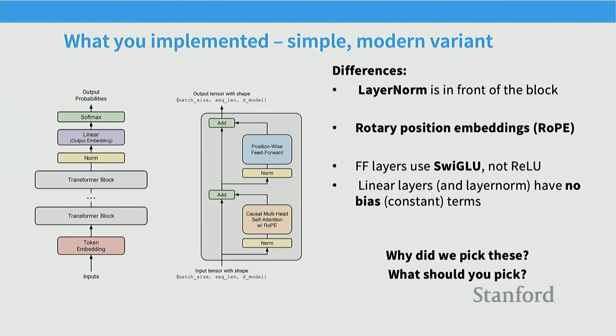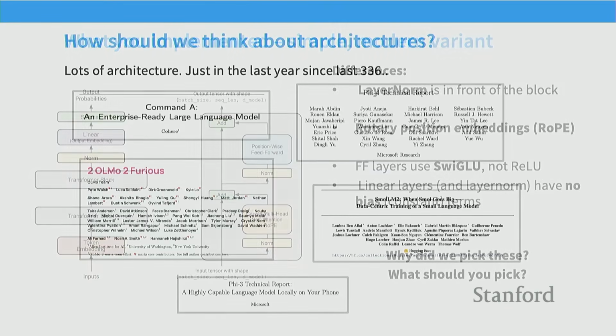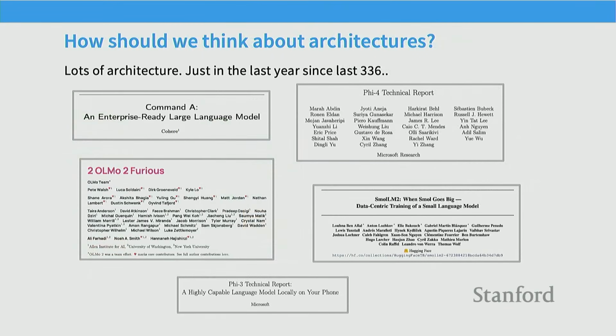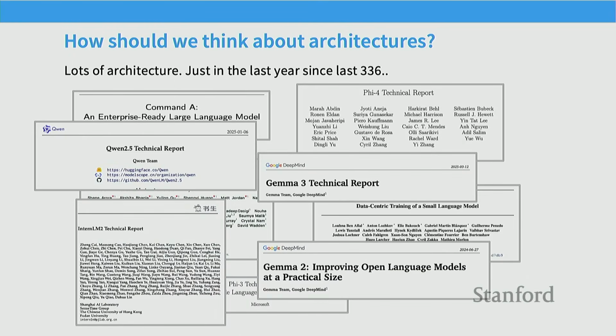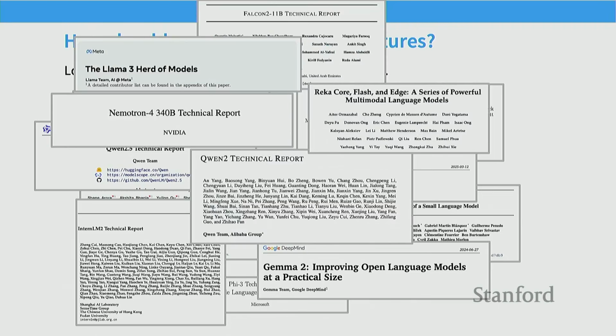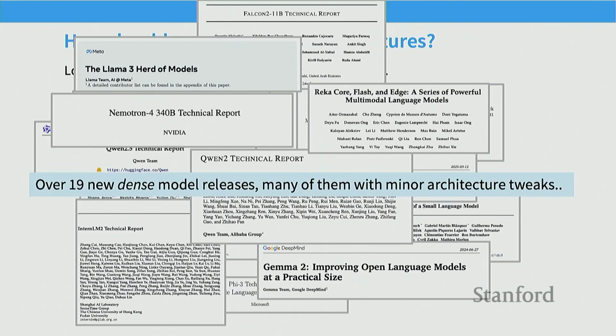And then yesterday I was thinking, okay, I should catch up on all the developments that have happened in architectures over the last year. And Percy warned me about this because he said you're going to have to redo the lecture every year. And so I started looking and I was like, all right, there's a couple of good papers recently. There's Command A, there's 2 Olmo 2 Furious, there's SmolLM and Phi-4. And then you go looking and you're like, wow, there's Gemma 3 and Qwen 2.5 and InternLM. And then there's more. I can't even cover the screen with these guys. There's a lot of models. There were about 19 new dense model releases in the last year, many of them with minor architecture tweaks.